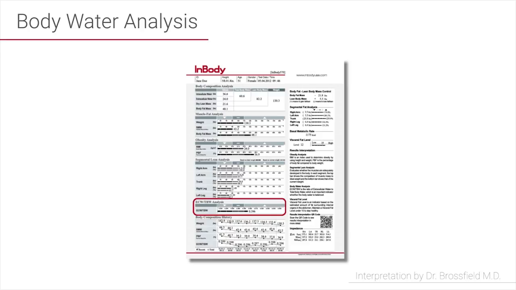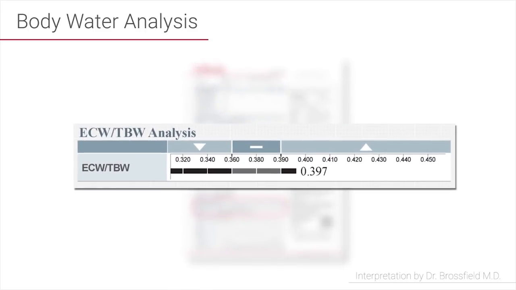Below the lean analysis is a segment that's called ECW/TBW analysis. This is an assessment of your body water. And if this number is particularly high, it means that you have some swelling on the inside or that your cell walls are not as strong as they should be. So this is a place where we notice inflammation or body retention of water sometimes when these numbers get elevated.